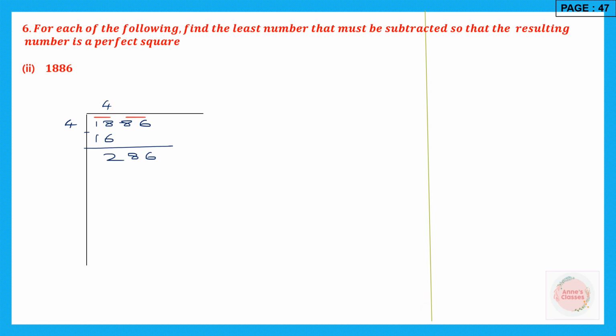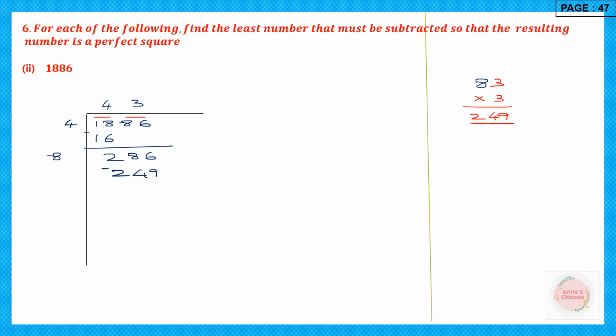4 into 2 is 8. Now we have to write a number next to 8 and multiply with it to get a number close to 286. So let's write 8 here, and next to that, let's put the digit 3. 83 into 3. 3 3s are 9, 3 8s are 24. So we have 249. So we can write that here, 3.